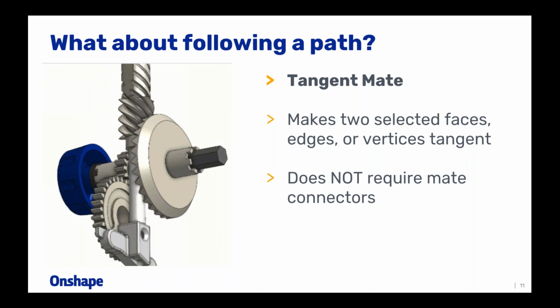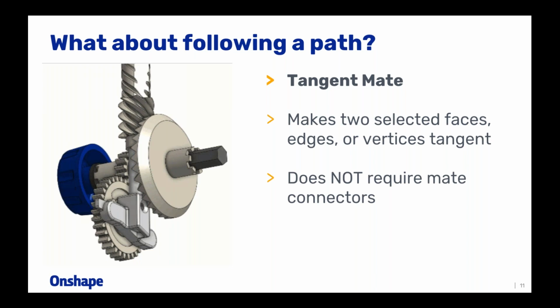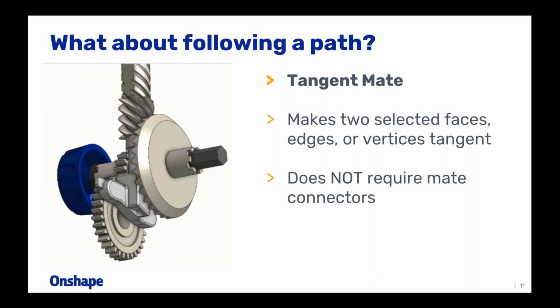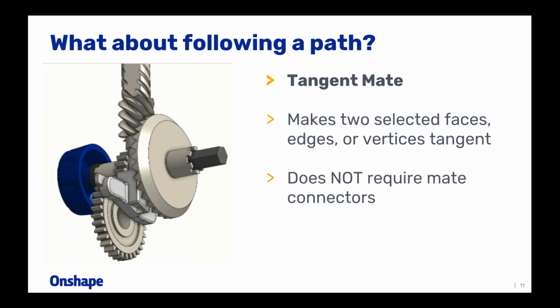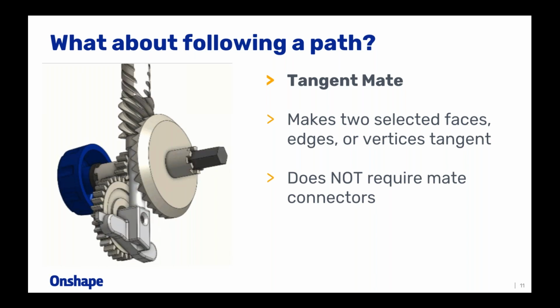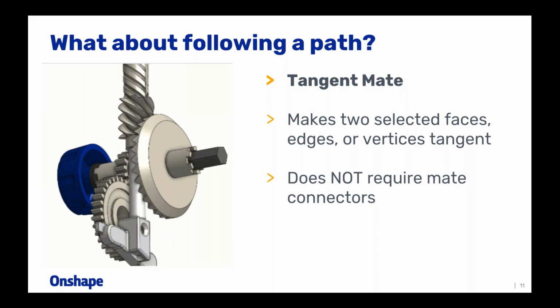The reason is you can tell a part to stay tangent with another part, and it will maintain that tangent relationship even as you follow a path, so to speak. So it's the same exact steps as what I just showed you, but the selections may be a bit different. It's the same exact selecting a face on each part or edge, whatever you choose.